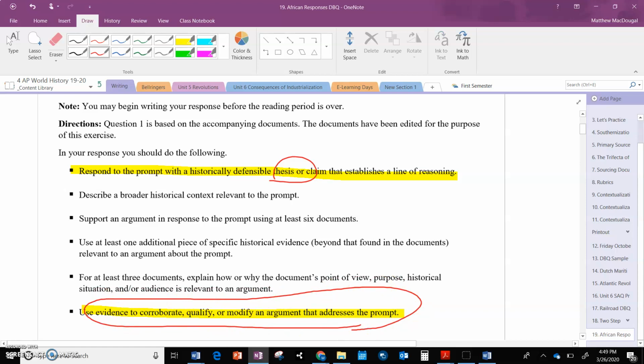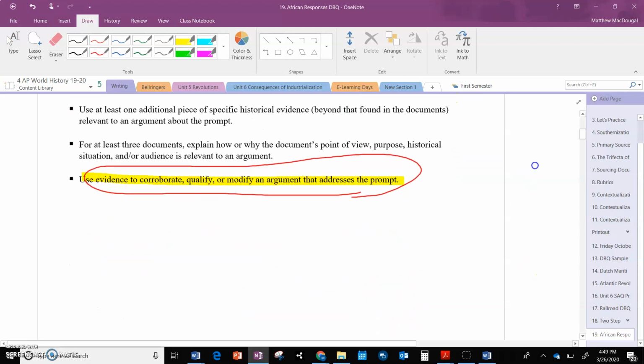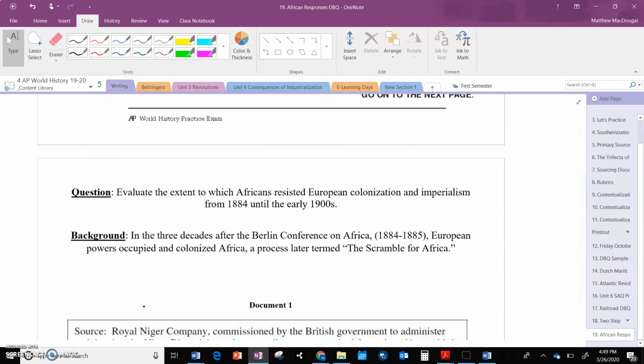All right, the answer's in the document. So for this particular DBQ, the question was, evaluate the extent to which Africans resisted European colonization and imperialism from 1884 into the early 1900s. So again, it's asking you to evaluate it. Were they successful in doing it? Did they aggressively resist? Did they not resist at all? You have to evaluate. You have to put your opinion on it. Evaluate means tell me the strength to which they resisted.